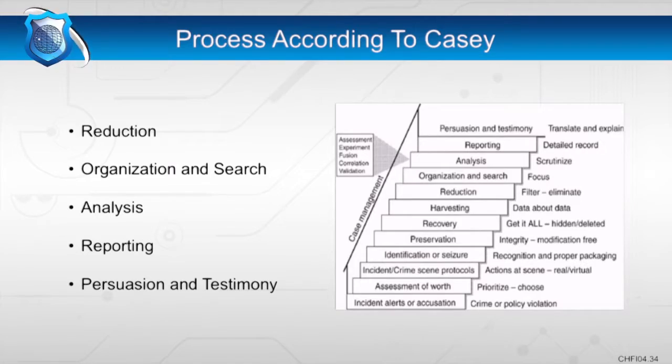And then once we have this big blob right here of harvested data, how do we reduce this down to what is relevant to the case at hand? Remember, in the scope, if we're looking for this particular activity and we see evidence of another activity, that's out of scope. That's not what the warrant was for, and we can set that aside and focus in on this. We do an organization and search.